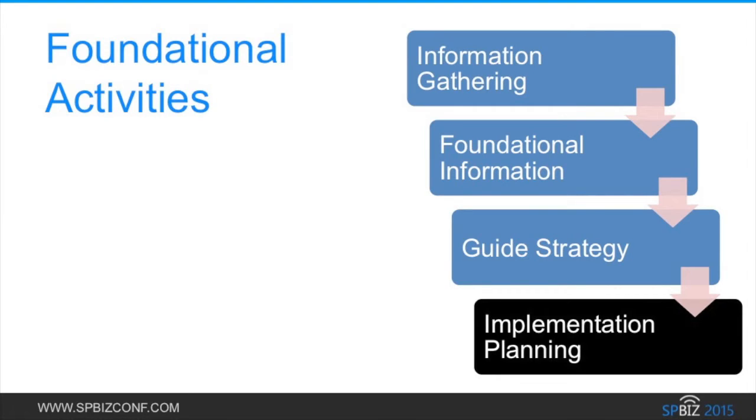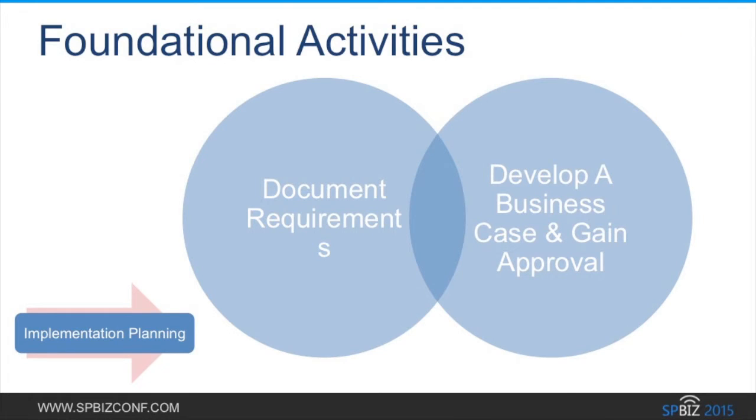We then move on to our final step in foundational activities, implementation planning. For implementation planning, you will document your requirements, and there are 100 different valid ways of doing this, so either follow your company's specific guidance in this area or leverage existing standards. And then secondarily, develop a business case and gain approval if you've not done so already. For this, there are 1,000 different valid ways. So again, either follow your company's specific guidance in this or leverage an existing standard.